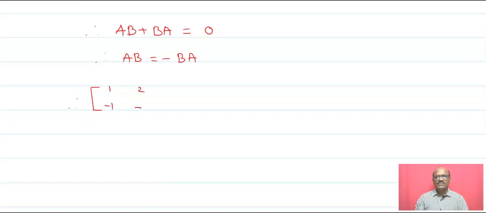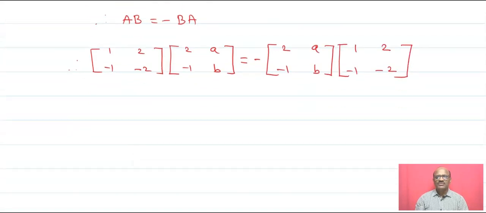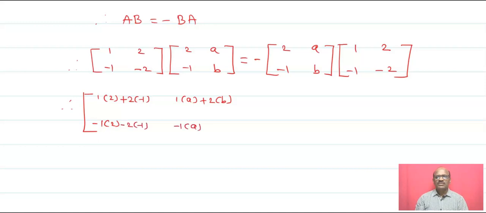Therefore we will write first is A, then B, 2A minus 1B, and next is minus in bracket 2A minus 1B, and next is A, 1, 2, minus 1, minus 2. Now make their product, that is first row, first column, first row, second column, second row, first column, second row, second column.